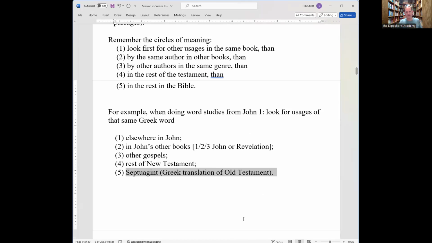If you find a word and it's used 87 times in the Bible, just look up the first 10 or 12 uses and start with: is it used any other way in the book you're studying? Is it used in other books by the same author? Do you find this word in books by different authors, but the same genre? If you're in an epistle, is it used in other epistles? If you're studying Old Testament narrative, is it used in other Old Testament narratives? If you're studying the Gospels, is it used elsewhere in the Gospels?